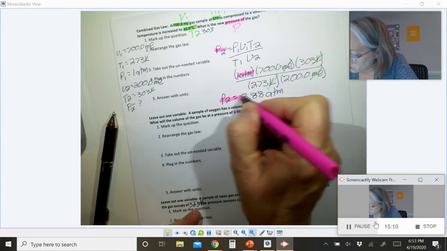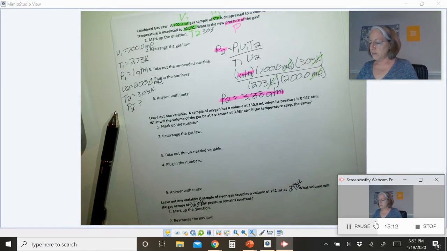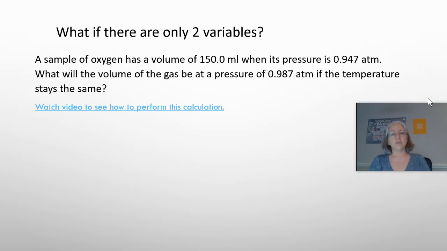So our answer is 3.88 atmospheres of pressure. This type of question, if we read through it, we notice there are some things missing. It says a sample of oxygen has a volume of 150, when its pressure is, here's a pressure, and then it asks what's the new volume going to be when the gas has changed its pressure if the temperature stays the same. So the temperature isn't changing. So there's no T1, T2. It's a constant thing. So we can just leave it out.